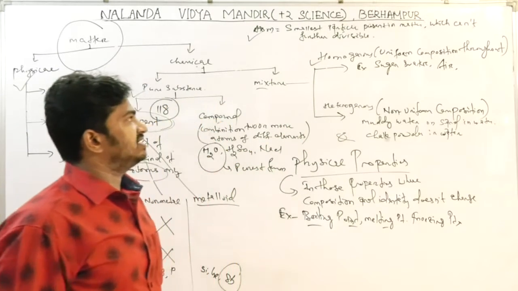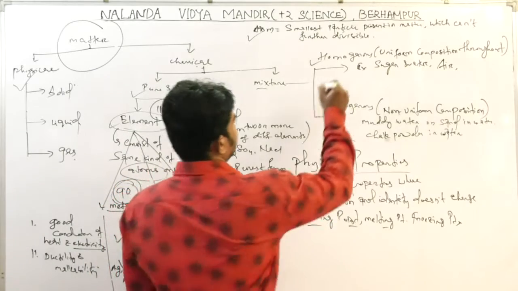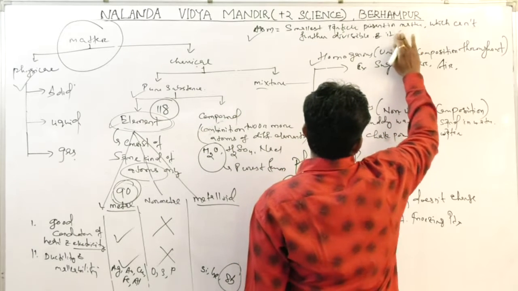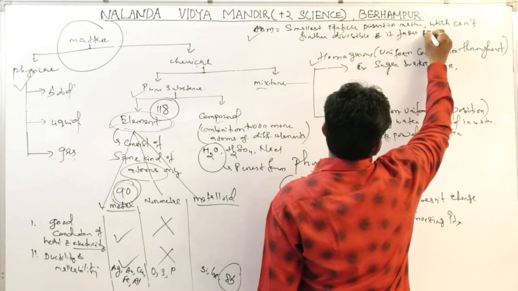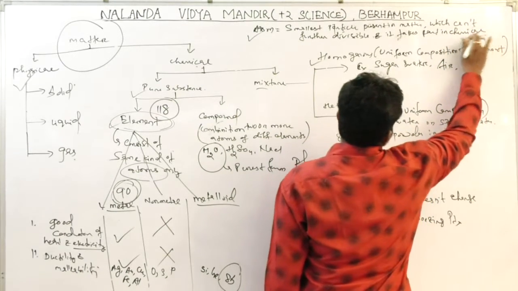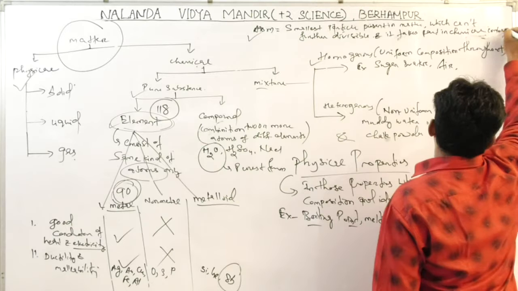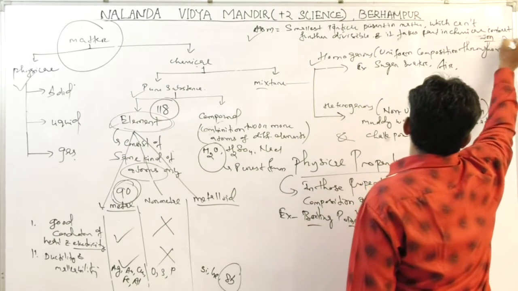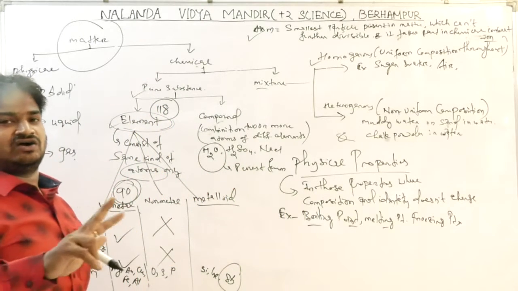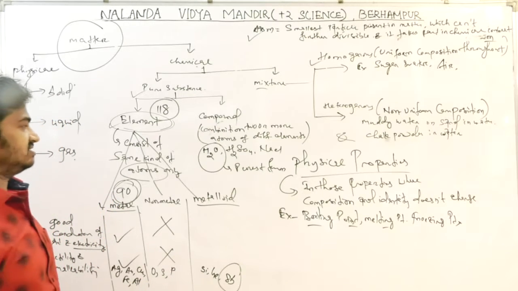Atom: the smallest particle present in matter, which can't be further divided, and it takes part in chemical bonding or chemical combination. This is the atom. A molecule means the combining of two or more atoms. The higher version of the atom is the molecule.